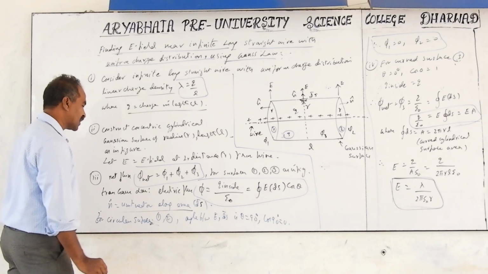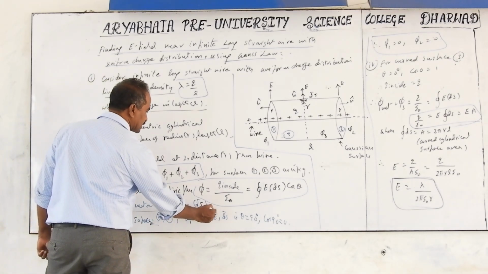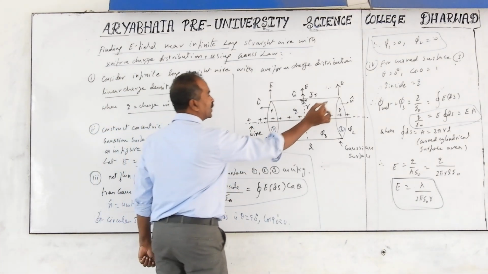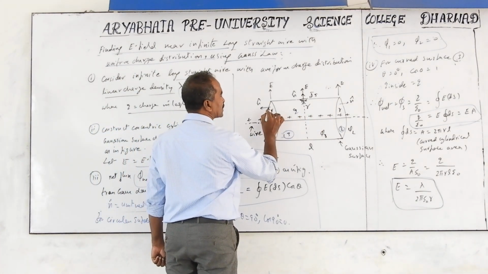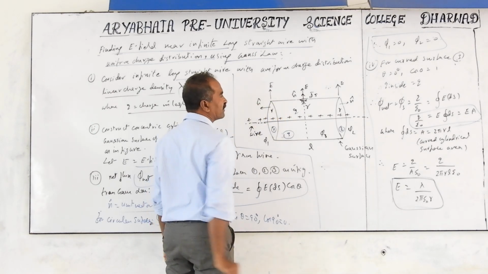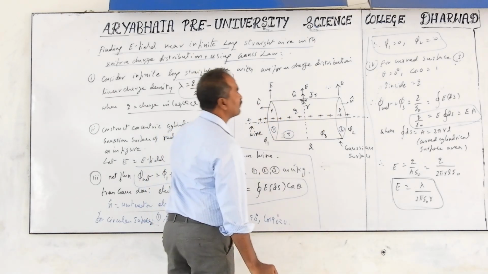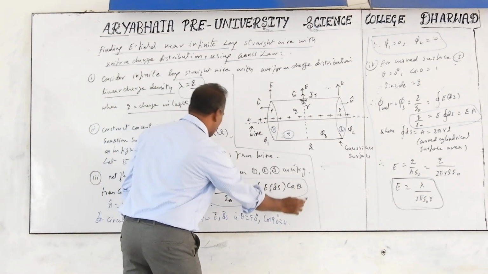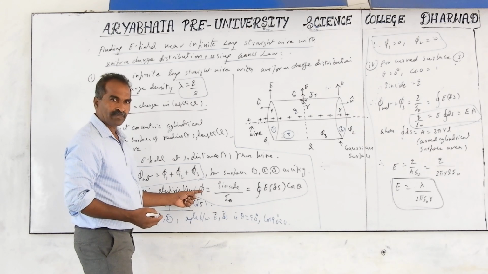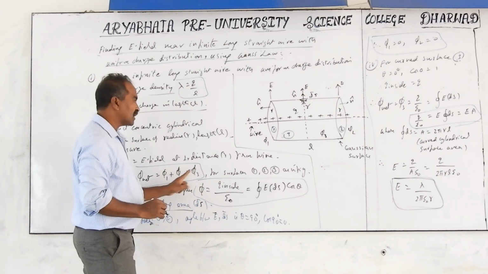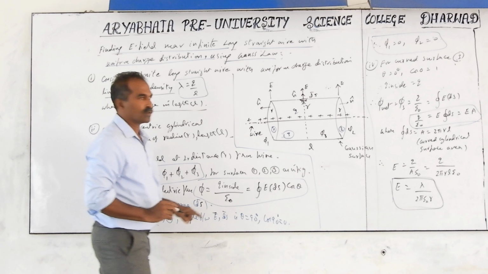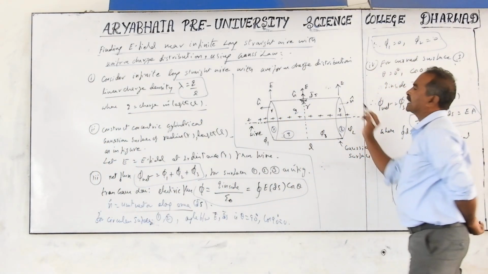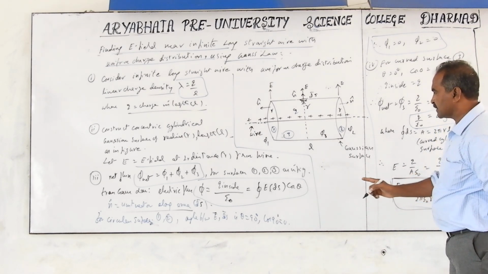For the circular surfaces 1 and 2, the angle between E and ds is theta equal to 90 degrees. The electric field is perpendicular to the area vector, so theta is 90 degrees here and here. So phi 1 has cos 90, which is 0. The right side of the equation becomes equal to 0, which means the flux also becomes 0. So phi 1 is 0 and phi 2 is 0 for surfaces 1 and 2, where theta is 90 degrees.